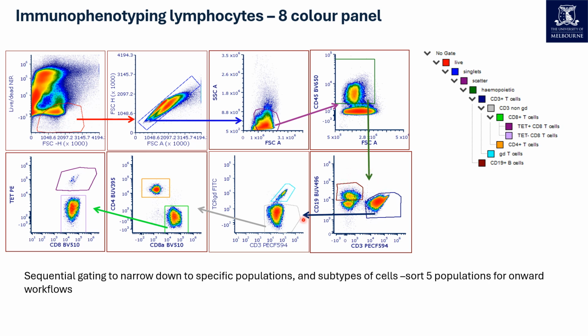The CD3 positive events were then analysed for the presence of gamma delta T cells. Non-gamma delta T cells were then further separated using CD8 and CD4 to mark cytotoxic and T helper cells respectively. The CD8 positive T cells were then analysed for those recognising a specific tetramer. The hierarchy of progressive selection is shown on the right. B cells, gamma delta T cells, CD4 cells, and tetramer positive and negative CD8 cells were sorted for transcript profiling.